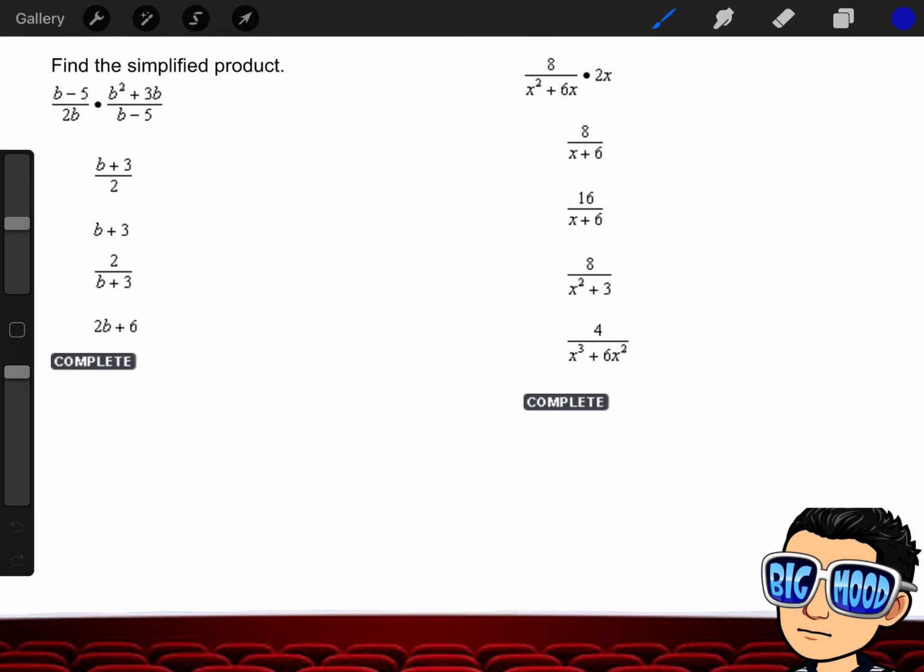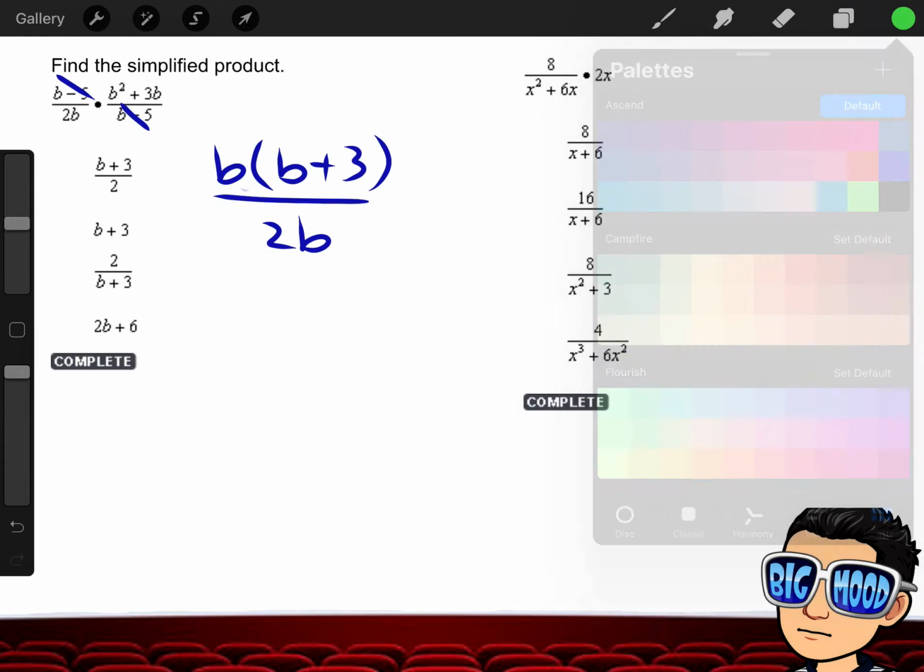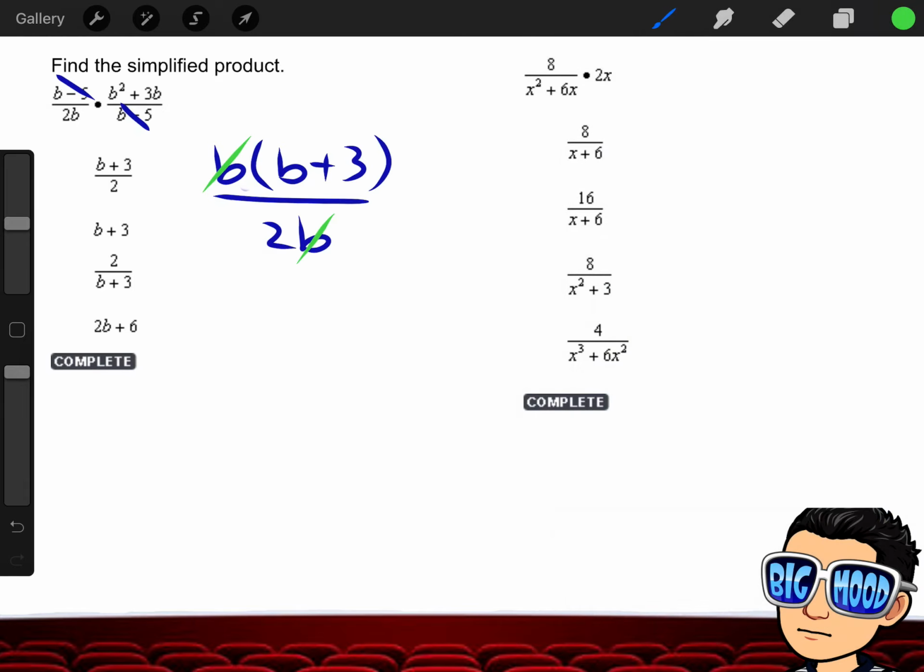So first of all, you can just go ahead and cancel out the b minus 5. So you have b squared plus 3b over 2b. And then you can go ahead and just factor out the b from the numerator. So it's going to be b times b plus 3. And that allows you to just cancel out the b's. And then you're going to get b plus 3 over 2. Okay, so pick the first one.